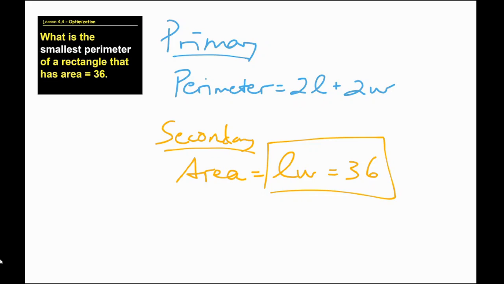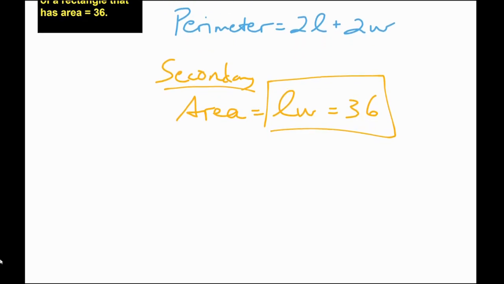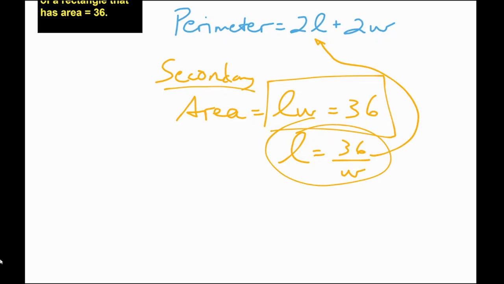You see, the secondary equation's actually going to be able to substitute in for one of these variables, basically creating a perimeter equation that we then can derive. So your secondary equation, you're going to solve it for your favorite variable. You want to solve it for L? You want to solve it for W? It doesn't matter. I'm going to make the decision to solve it for L, and of course that is then what we're going to substitute in here for L.